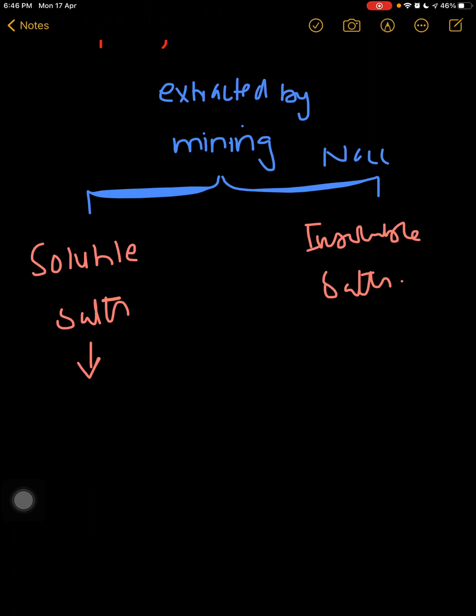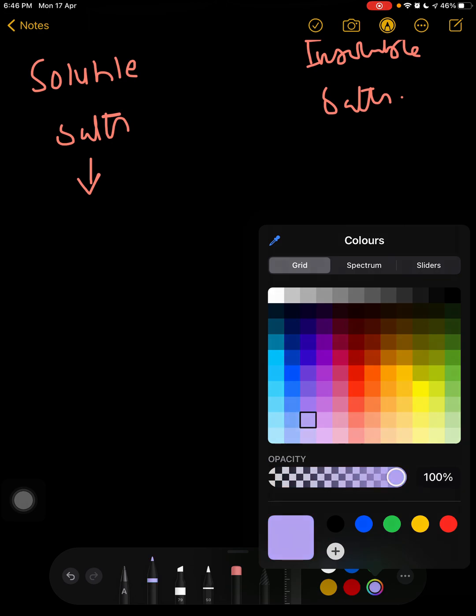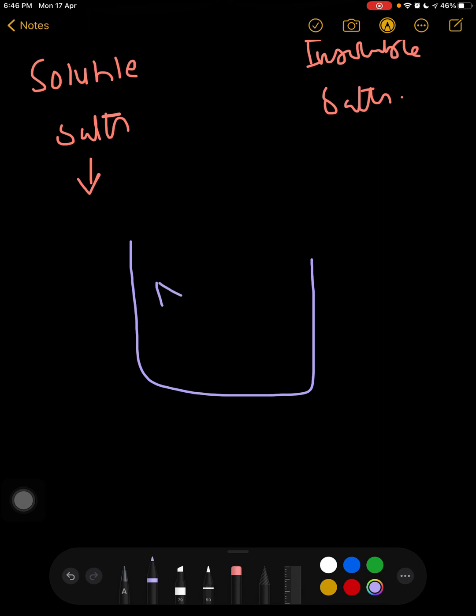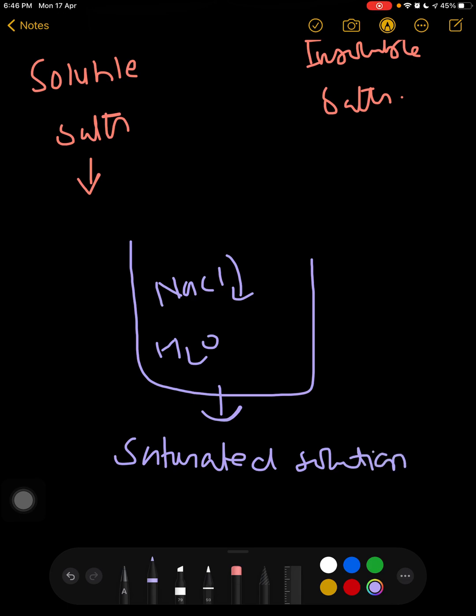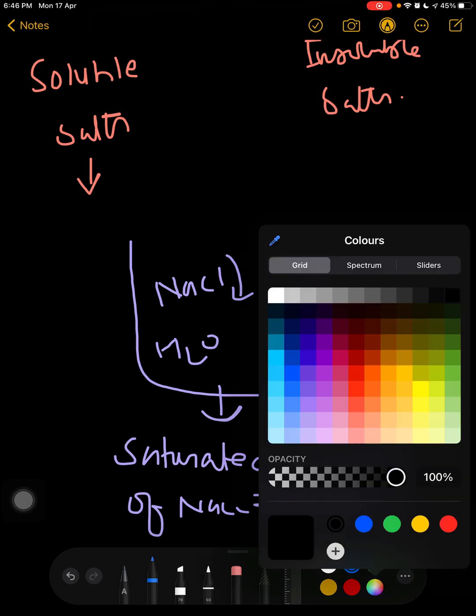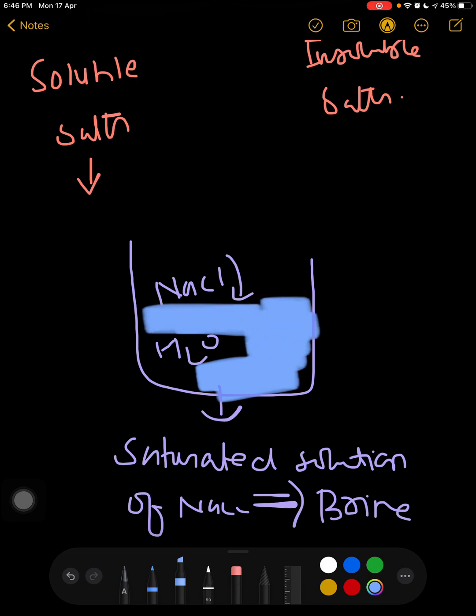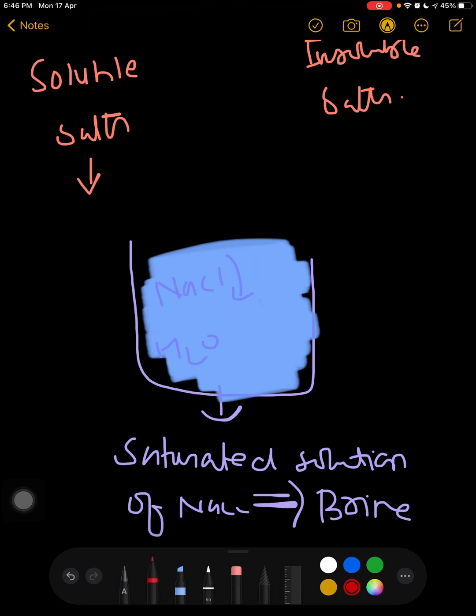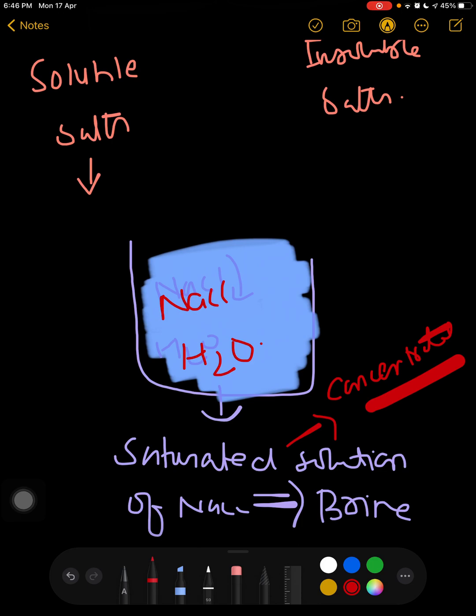We will make a brine solution. We take a container and mix NaCl and water into it, and we make a saturated solution of NaCl, which is known as brine. Here we add NaCl and H2O. This solution is saturated, and it is also known as concentrated. There is an MCQ in the Federal book as well, which says that this solution is concentrated.